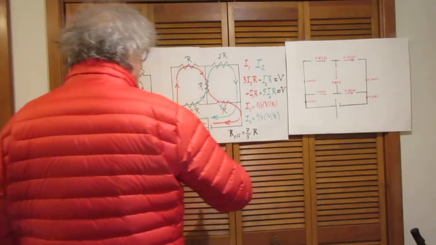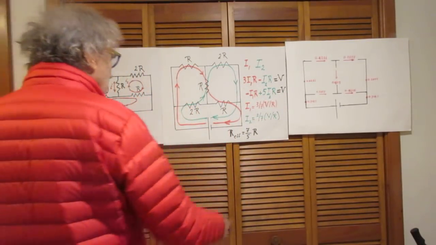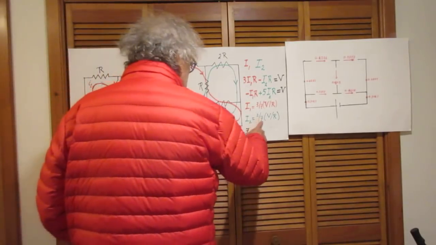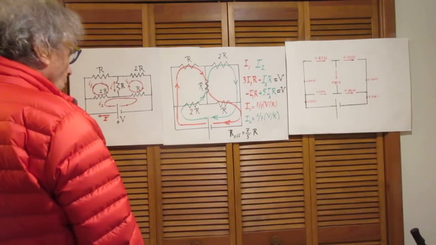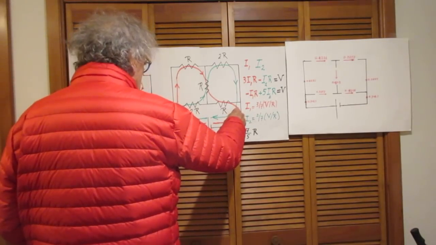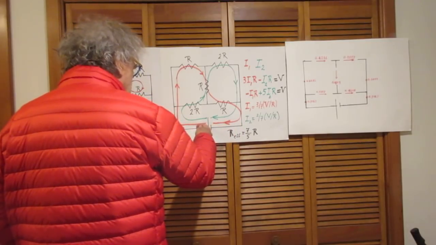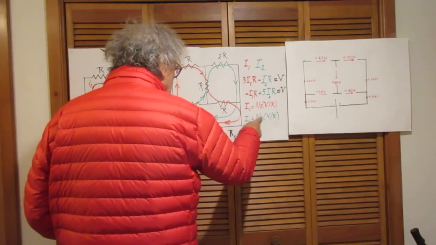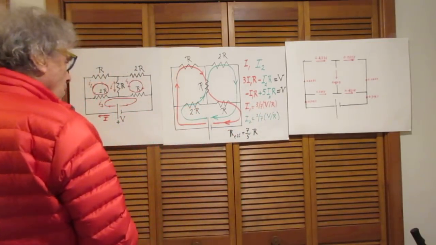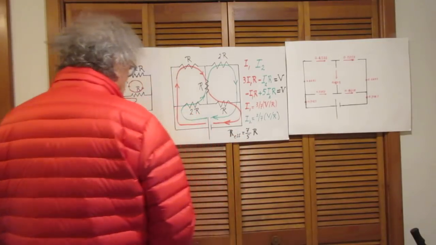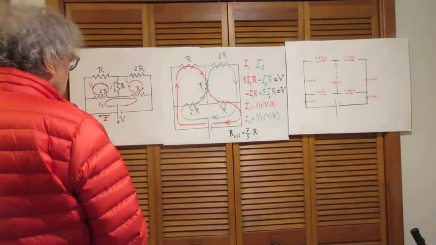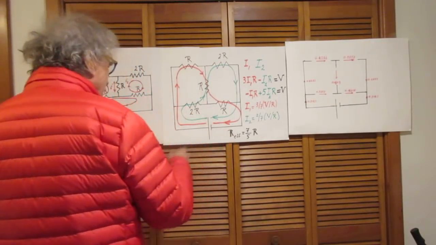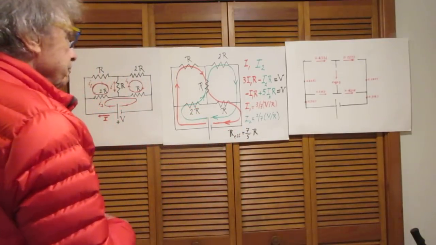Two equations with two unknowns, with the values that we have here, immediately lead to I1 is 3/7 V over R, I2 is 2/7 V over R. And therefore the total current, which is I2 plus I1, is the total current through the battery, is then 5/7 V over R. And therefore, the effective resistance, the resistance that it would take to replace all these resistors by only one, would be 7/5 R.